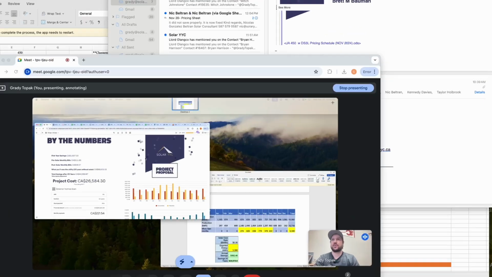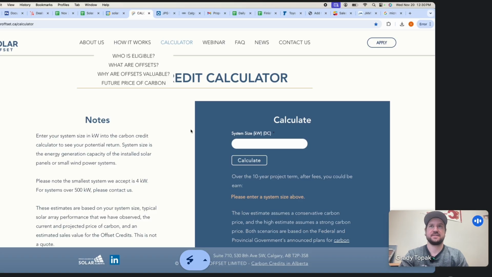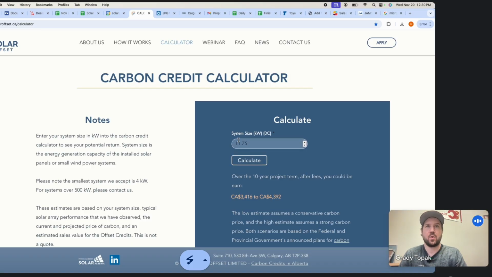Now, the other program that comes into play with solar is carbon credits. When you are producing renewable electricity and bypassing how much you are pulling off of Alberta's predominantly natural gas-fired grid, you are gaining carbon credits that you own and that have value. And using Solar Offset, one of the examples that we use as a potential company that can broker your carbon credits for you, if I put in the system size that I am quoting for my project here, you can see that I get this range of about $3,416 to $4,392.